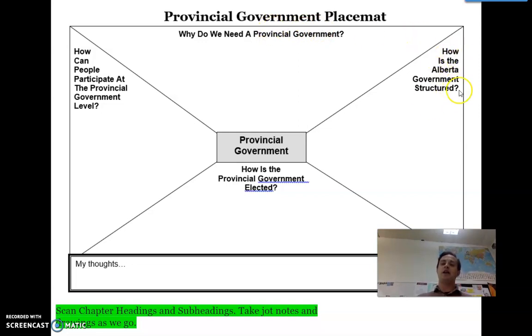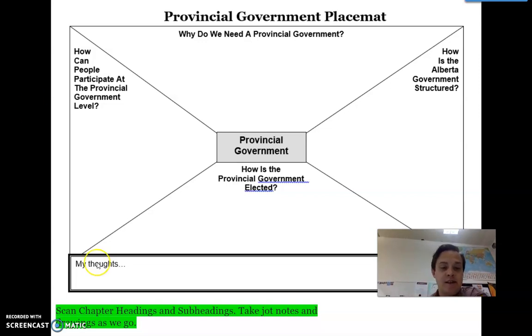On the right, how is it structured? On the bottom, how is it elected? And on the left, how can we participate? Those are the 4 things we're learning and focusing on this unit. So having this placemat will allow you to jot down notes as we go. So that's your task. Make your placemat.